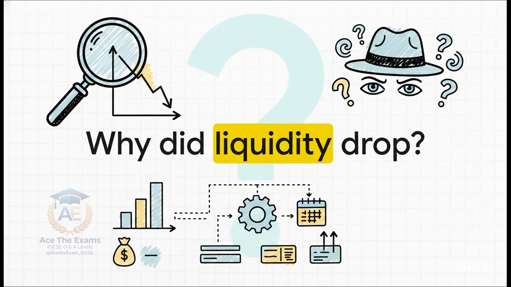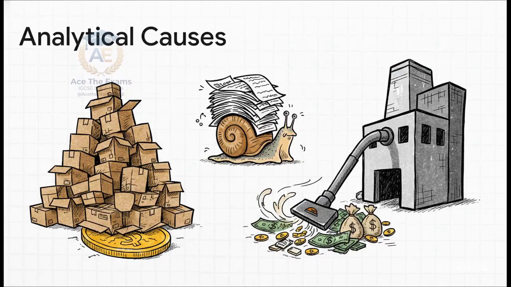Interrogate it. Put on your examiner hat and ask yourself, why did liquidity drop? What is actually happening behind those surface numbers? You can't just write that the ratio fell. You have to dig in and evaluate the root cause. To answer that question and secure those top marks, you need analytical answers.